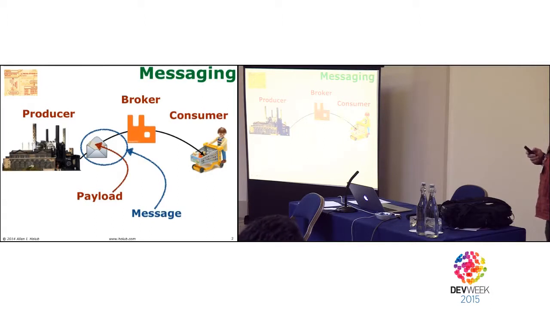Now, the message then travels from the producer to consumers. In the case of Rabbit, through a broker. In the case of ZeroMQ, which we'll get into in a minute, not. Zero is a brokerless system. Rabbit is a broker-based system.